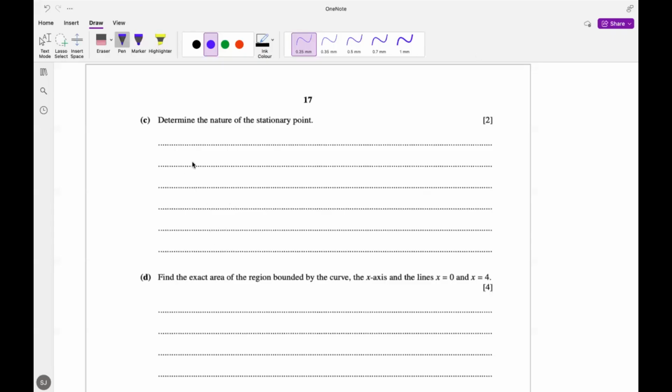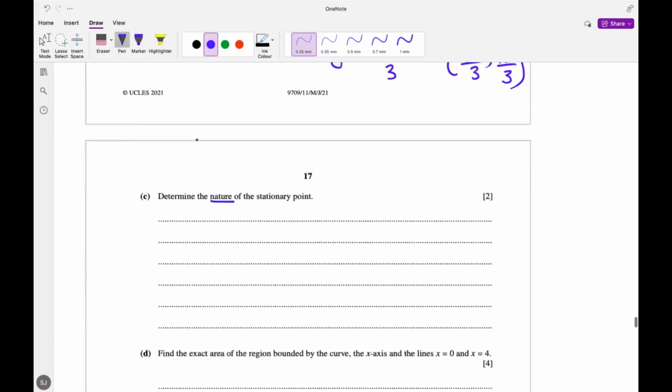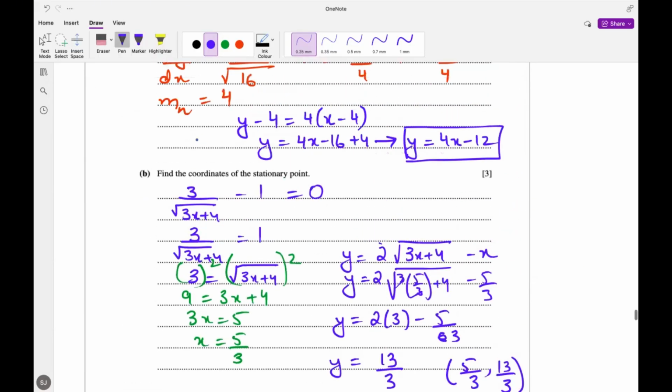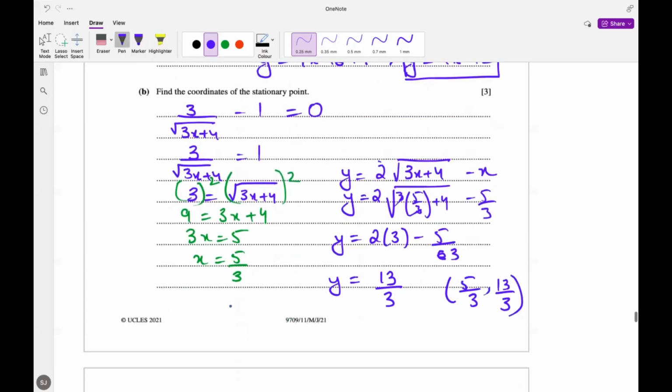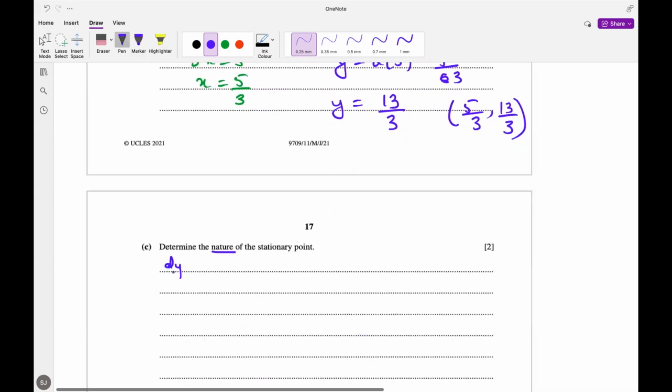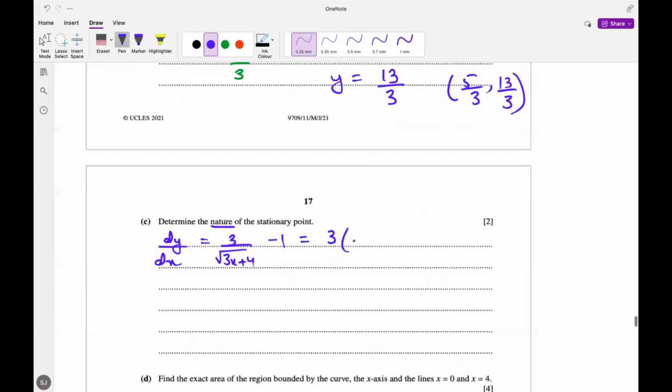In part C, we have to determine the nature of the stationary point. For the nature of a stationary point, first we'll have to find the double derivative. So we already have dy/dx as 3 upon square root of 3x plus 4, minus 1. We can write this as 3 into (3x plus 4) to the power minus 1 upon 2, minus 1.